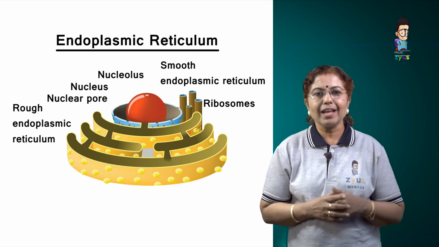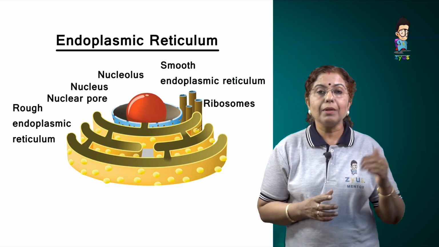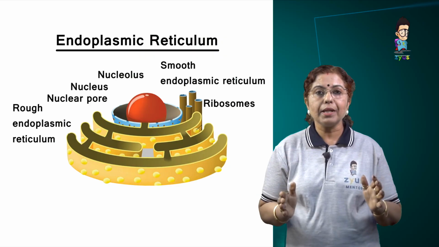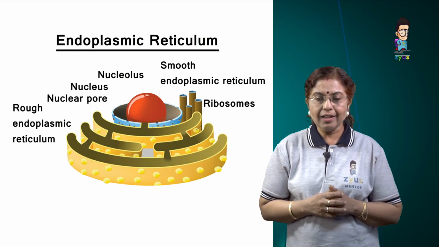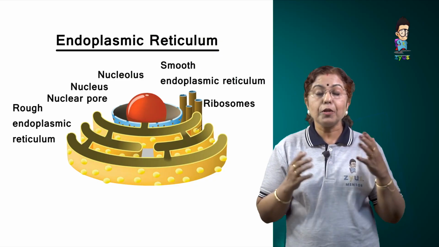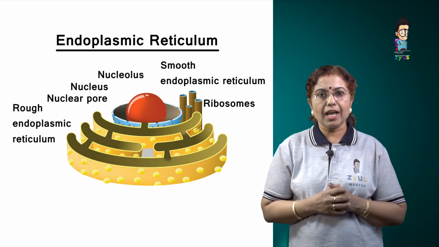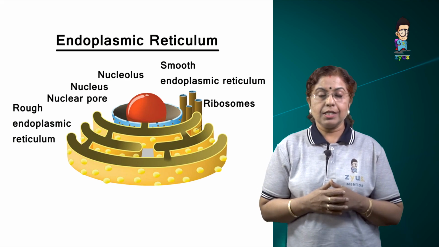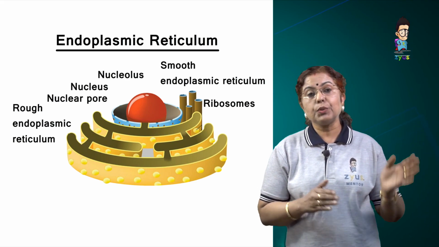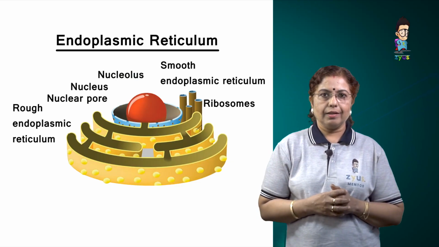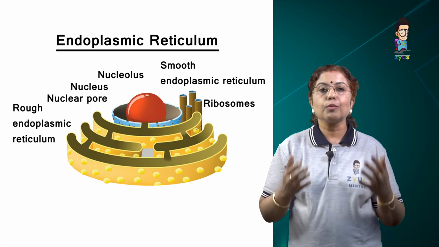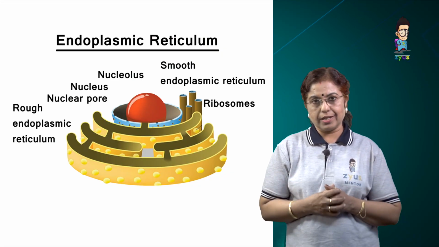Some of these proteins and lipids function as the building blocks of the cell membrane, so this process is called membrane biogenesis. Now let us know the functions of endoplasmic reticulum. Endoplasmic reticulum serves as a channel for transporting materials, especially proteins, within the cell from one region to other regions of the cell. It also functions as a cytoplasmic framework for biochemical activities of the cell.